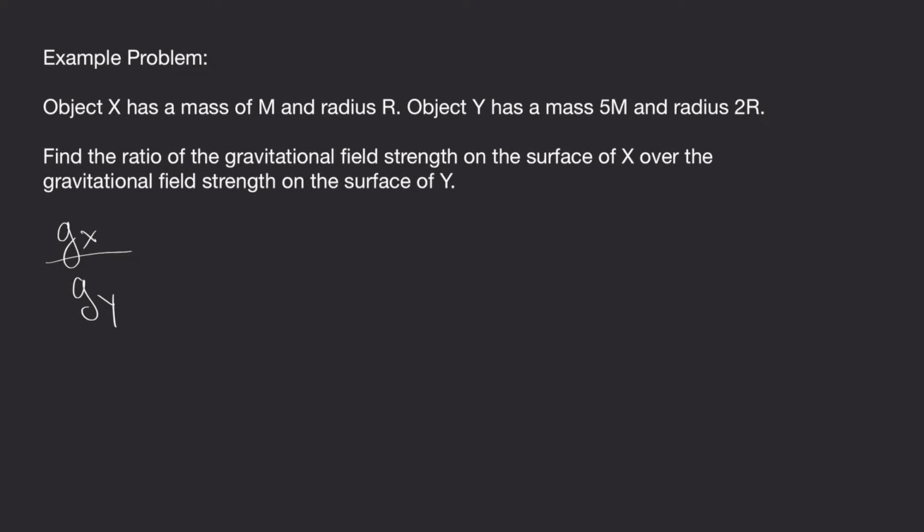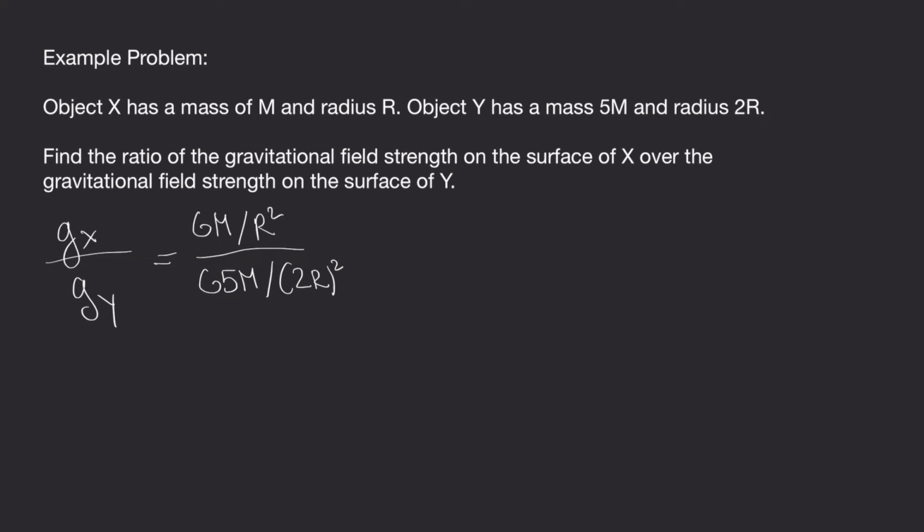Now, my tip for ratio questions is to always write them out in terms of symbols, because lots is going to cancel. Okay, the gravitational field strength on X will be given by GM over r squared, and then the gravitational field strength on the surface of Y will be given by G 5m over (2r) squared. Notice how I've put the brackets here because the 2 is also going to be squared.